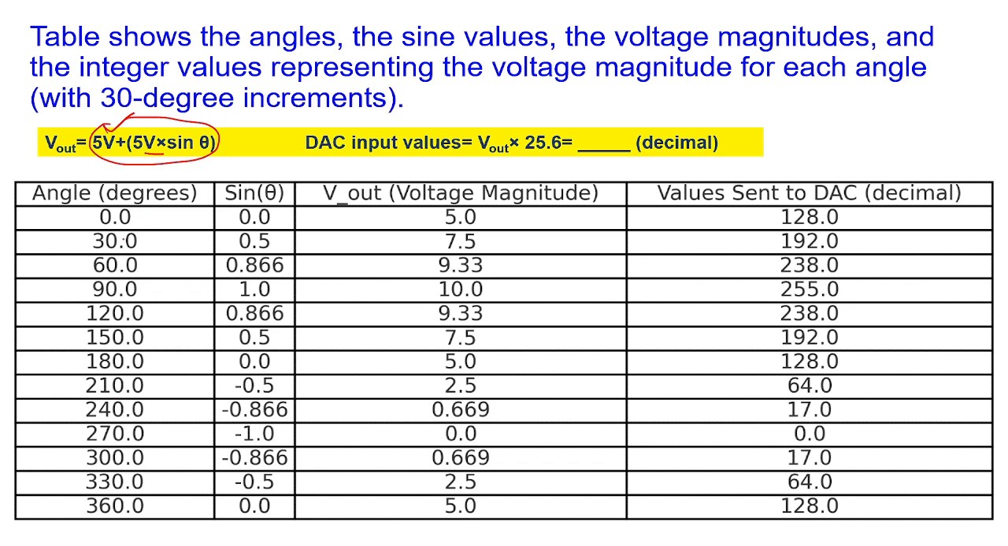Now what degrees do you need to take? I took 0, 30, 60, 90, 120, 150, 180, 210, 240, 270, 300, 330, 360. You substitute these values in sine theta and find all the equivalent values with respect to the degree. Then I multiplied the value with 5 volts, then added this 5. So this is the formula given. You will get this V out, which is the basis of your DAC input values.